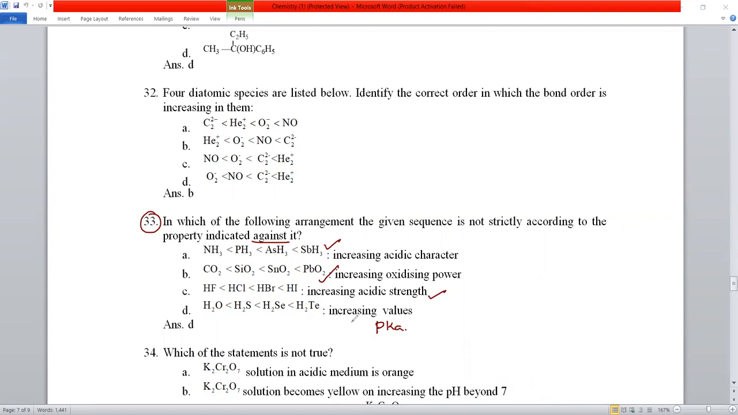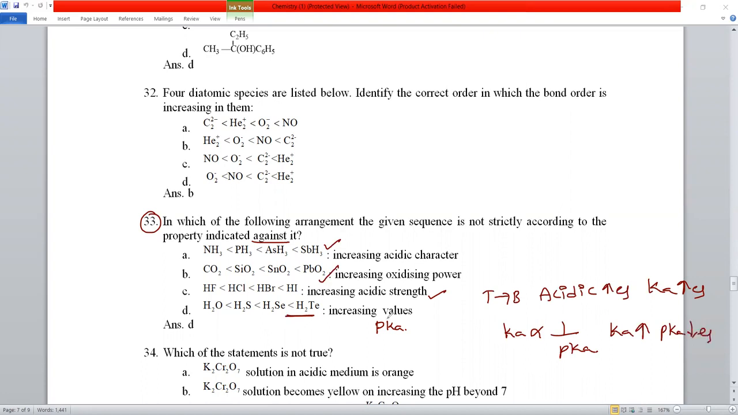He is telling top to bottom increasing pKa, but the Ka value increases from top to bottom. Why? Because acidic nature increases from top to bottom. Acidic nature increases, that means Ka increases. Ka is inversely proportional to pKa, we know very well. So if Ka increases, pKa should decrease, right? But in the statement they have given increase. So it is a wrong statement, that is against. So option D is correct.